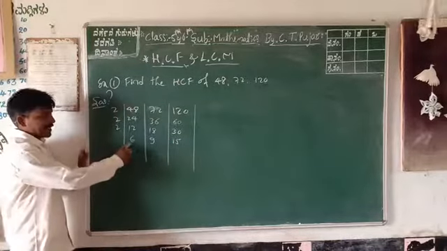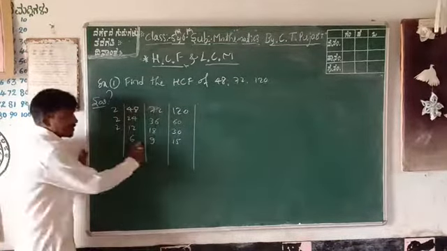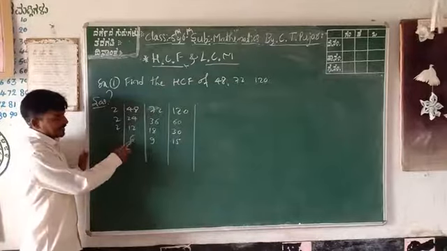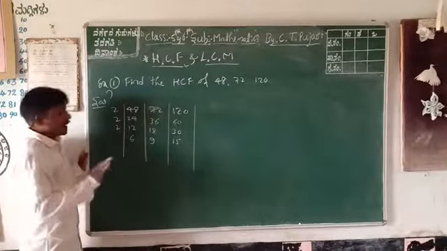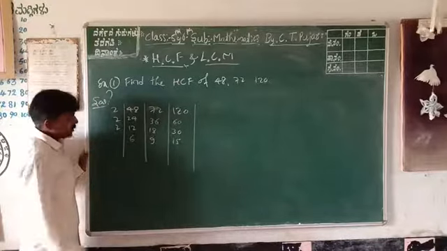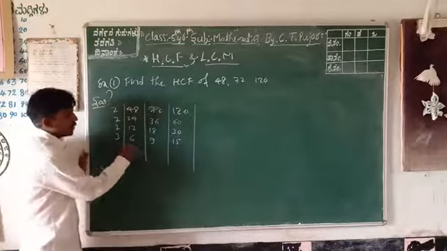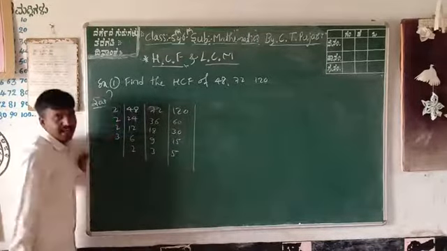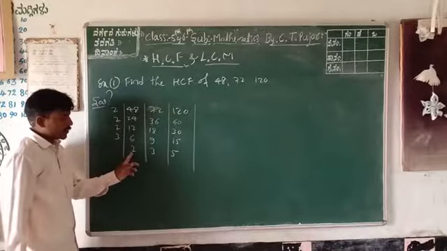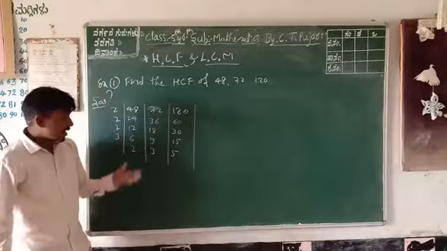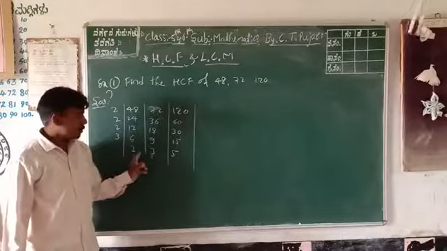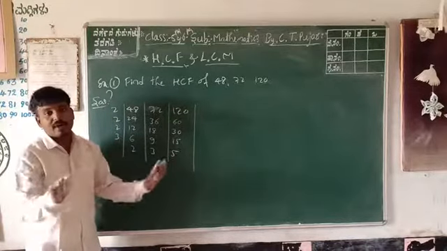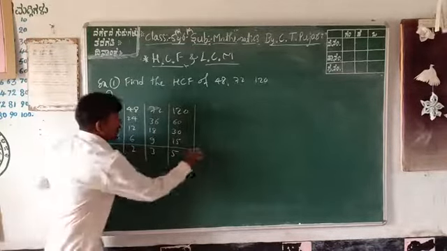Now the three numbers are 6, 9, 15. Are they divisible by 2? No, 2 divides 6 but the other two numbers are not divisible. So don't take 2. Next, take 3. 3 2s are 6, 3 3s are 9, 3 5s are 15. Now 2, 3, 5 are not divisible by any one number. Therefore, this is over.